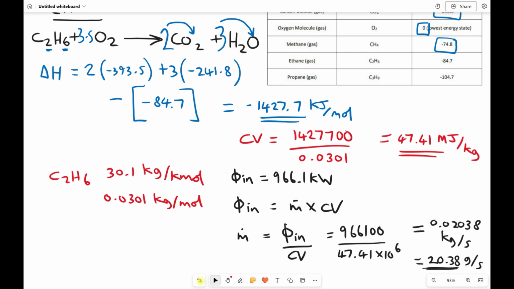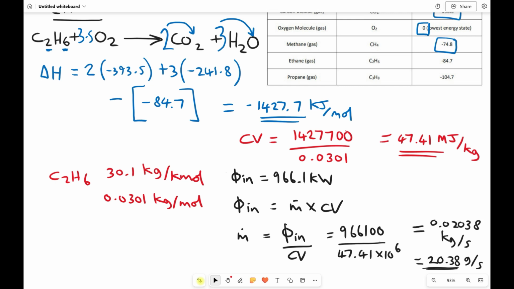So just to recap then, we are able to use our standard molar enthalpy of formation values, so we're able to determine the amount of energy that's released when we combust 1 mole of our fuel. We also know the mass of 1 mole of our fuel, so we can determine the calorific value, which is the amount of energy contained within 1 kilogram of our fuel. If we were to combust 1 kilogram of our fuel, in this instance we would release 47.41 megajoules of energy.